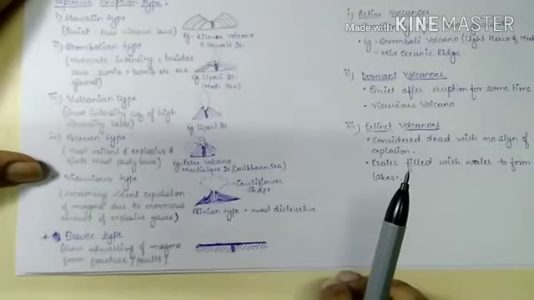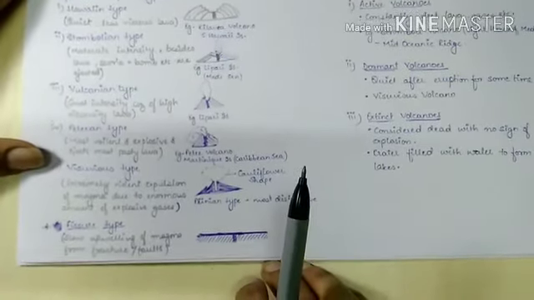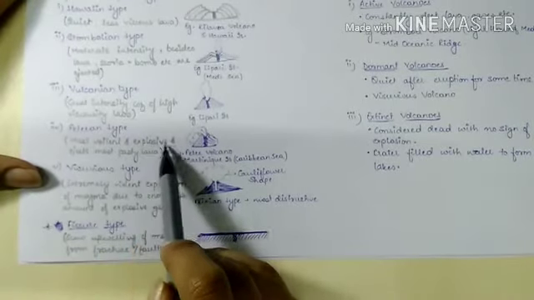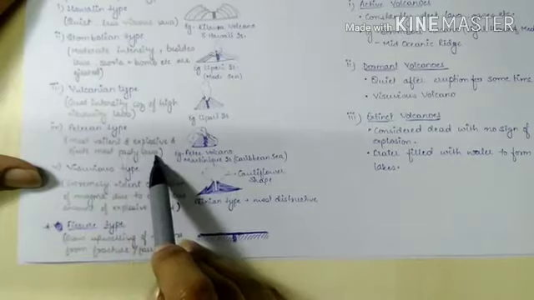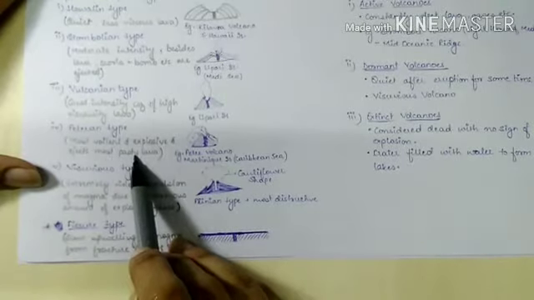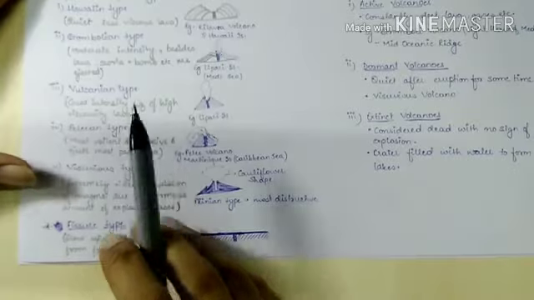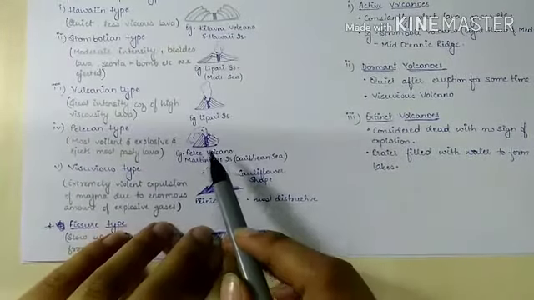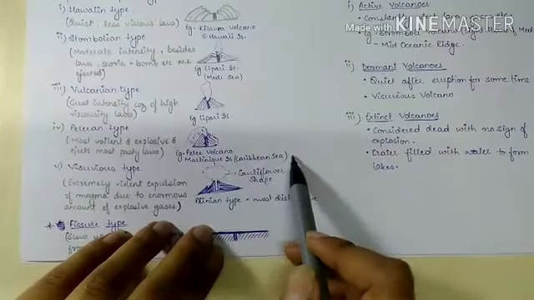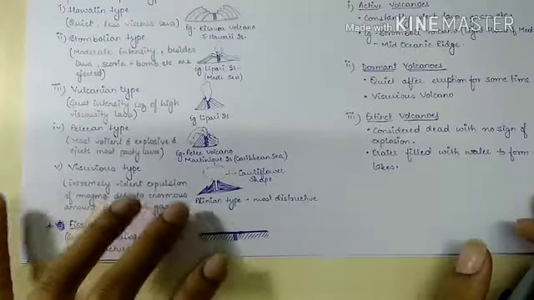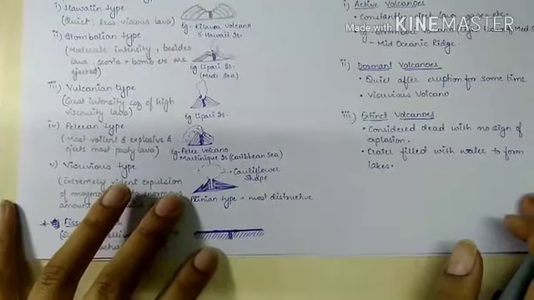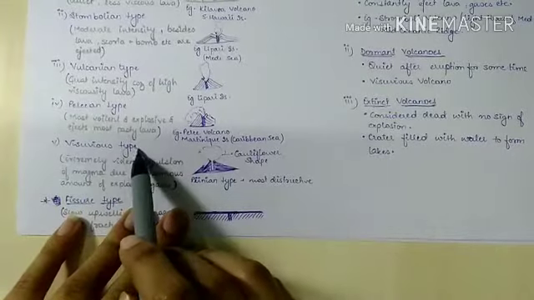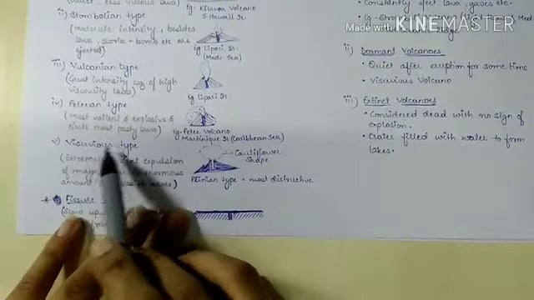Next is Pelean type. Pelean type volcanoes are most violent and explosive and eject most pasty lava. So the most viscous lava is ejected, because of which it becomes violent and explosive. Its example is Pelee volcano in the Caribbean Sea. Next is Vesuvius type.